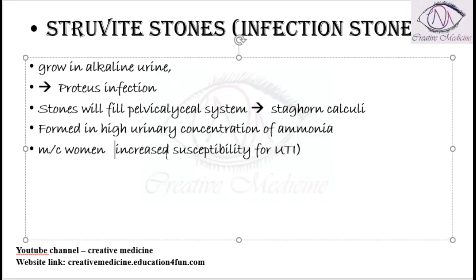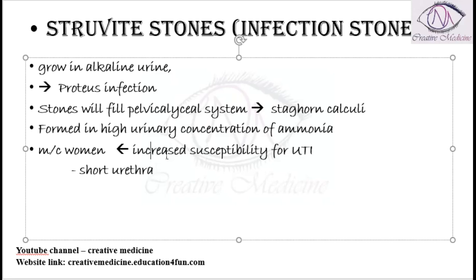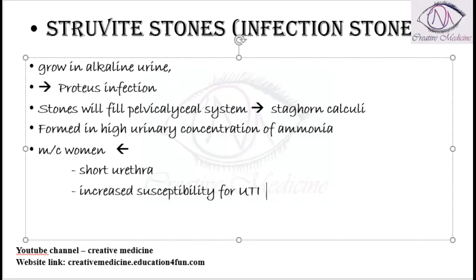Why are they most commonly seen in women? Because women have increased susceptibility to urinary tract infection. Why are women more susceptible to urinary tract infection? Because of the presence of a short urethra. Because of the short urethra, they are more susceptible to urinary tract infections, and also to Proteus infections. Because they are more susceptible to Proteus infections, obviously there are increased chances of struvite stones.